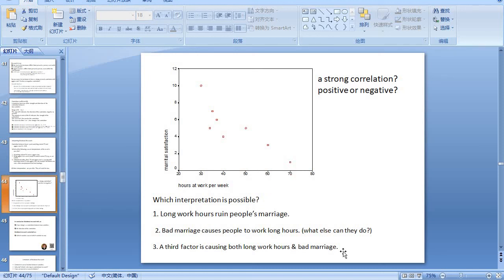All these possibilities cannot be ruled out with correlation research. So in correlation research, you cannot draw causal relations between two variables, although you can see there's a negative correlation between work hours and marital satisfaction.